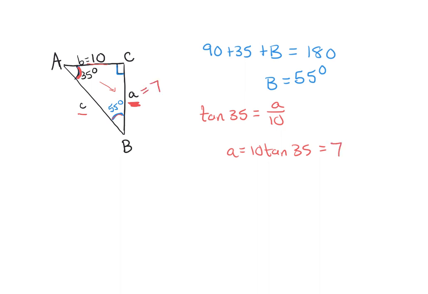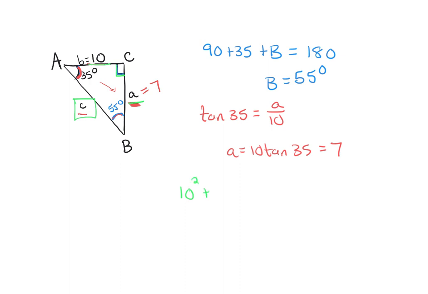So A is about 7. All we have left now is to find C, and we have choices. We can use right triangle trig, or because it's a right triangle and I have two side lengths, you could also do the Pythagorean theorem. Totally doesn't matter. I'll do the Pythagorean theorem for this one.